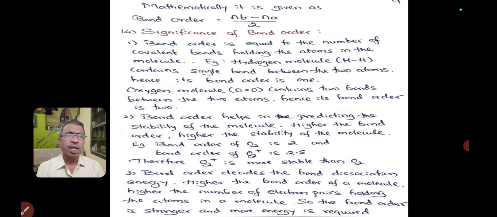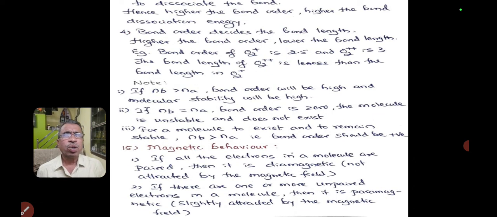Bond order decides the bond dissociation energy. The higher the bond order of a molecule, the higher the number of electron pairs holding the atoms in the molecule. So the bond is stronger and more energy is required to dissociate the bond. Hence, the higher the bond order, the higher the bond dissociation energy.